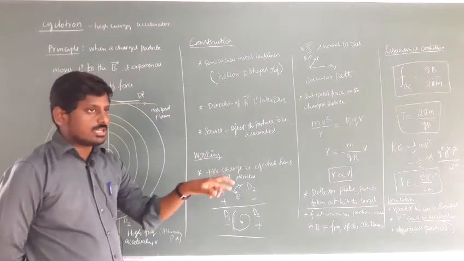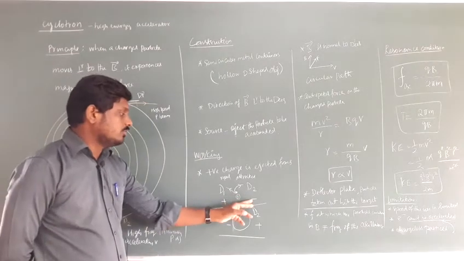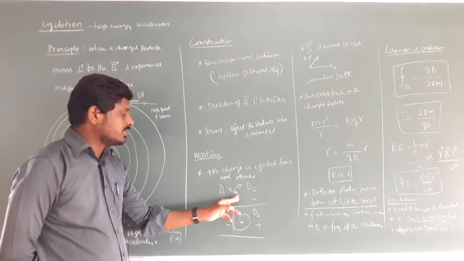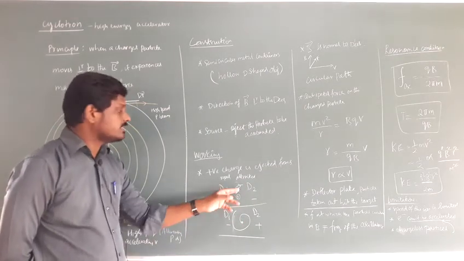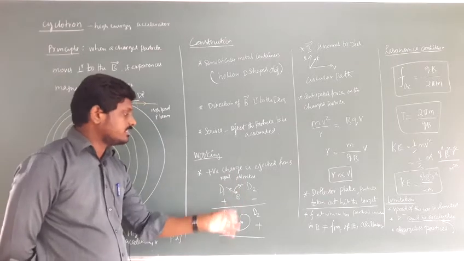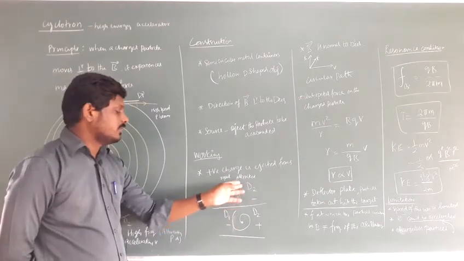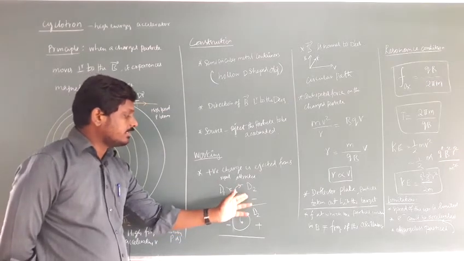First we need to move the charge. How? There is a negative potential at D2, so the positive charge is attracted by the negative. It moves in a circular path. Why? There is a Lorentz force, and this acts as the centripetal force here. So it makes a circular path and finishes.